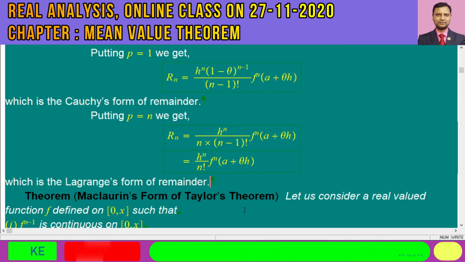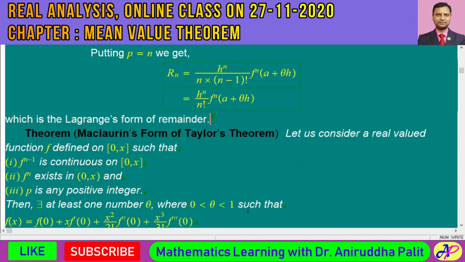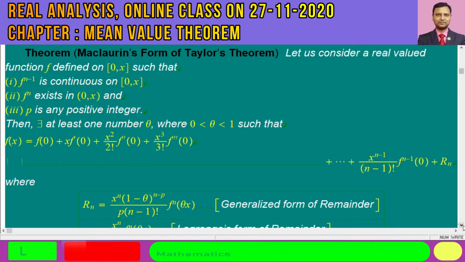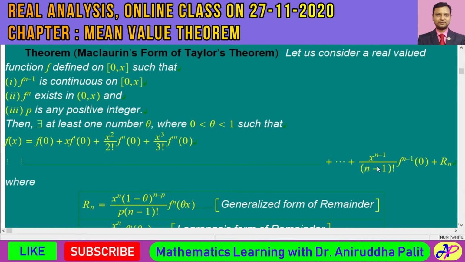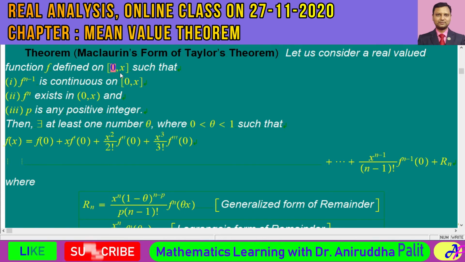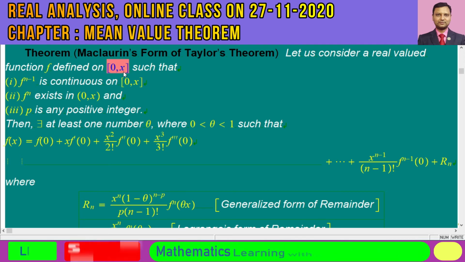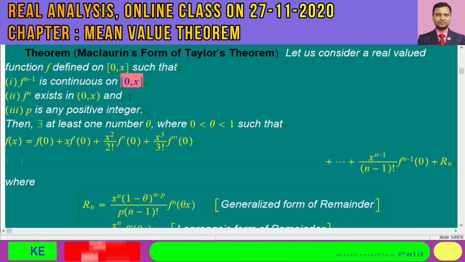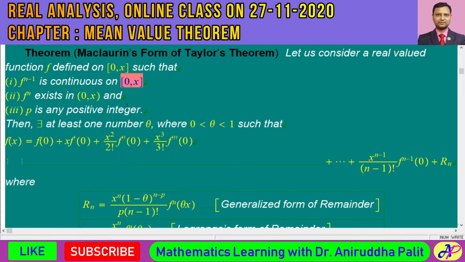Okay. So now I am keeping one result as your homework. That is actually the Maclaurin's form of Taylor's theorem. In Maclaurin's form, what we do is put a is equal to 0 and h is equal to x. Therefore this interval would be 0 comma x. So the remaining proof would be the same.